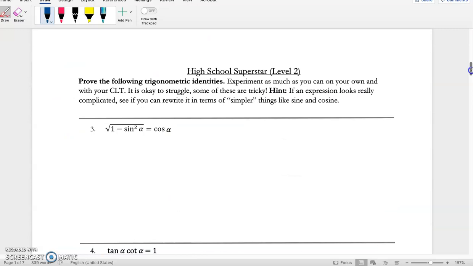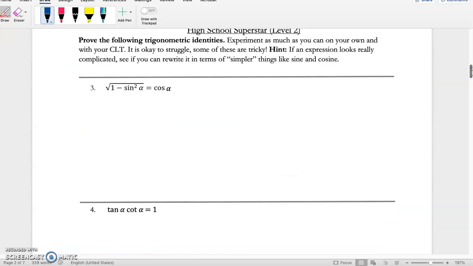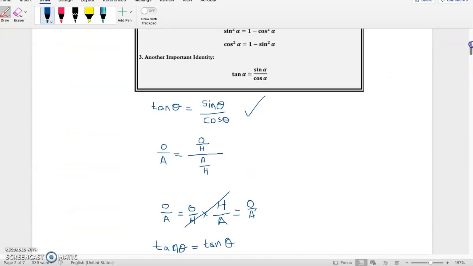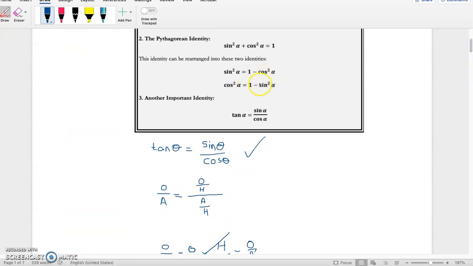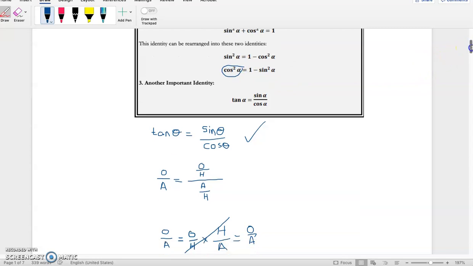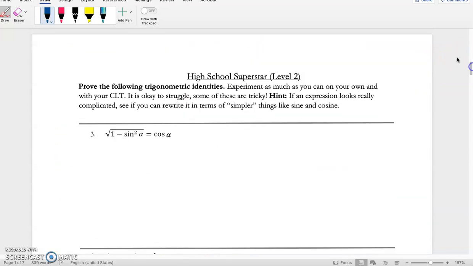So let's go ahead and try to prove this. I know that 1 minus the sine squared of alpha is actually equal to cosine squared of theta. So this should be an easy one. We might be able to do this fairly simply.